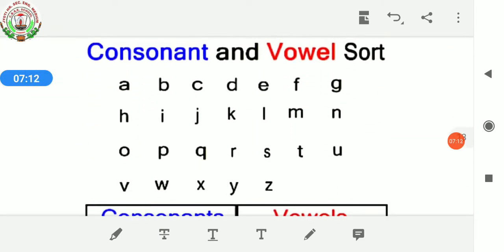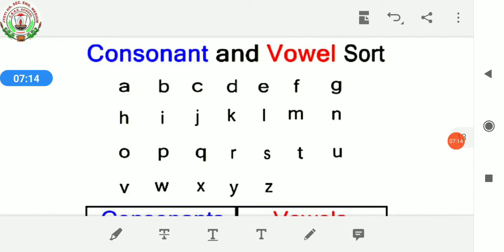Now look at this. What is written over here? Consonant and vowel sort. So here are your 26 letters, that is A, B, C, D, E, F, G, H, I, J, K, L, M, N, O, P, Q, R, S, T, U, V, W, X, Y, Z. So these are your 26 letters. This is your homework. You have to do this in your English copy. First write down the heading, consonant and vowel sort, and write down all these 26 letters from A to Z.